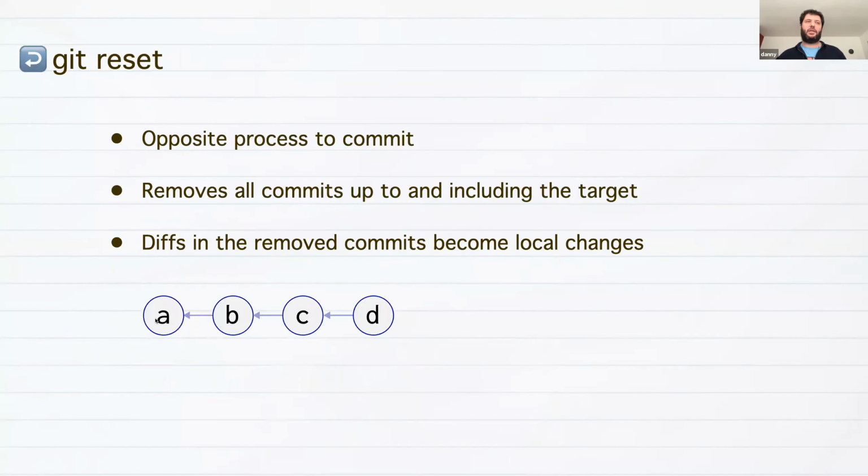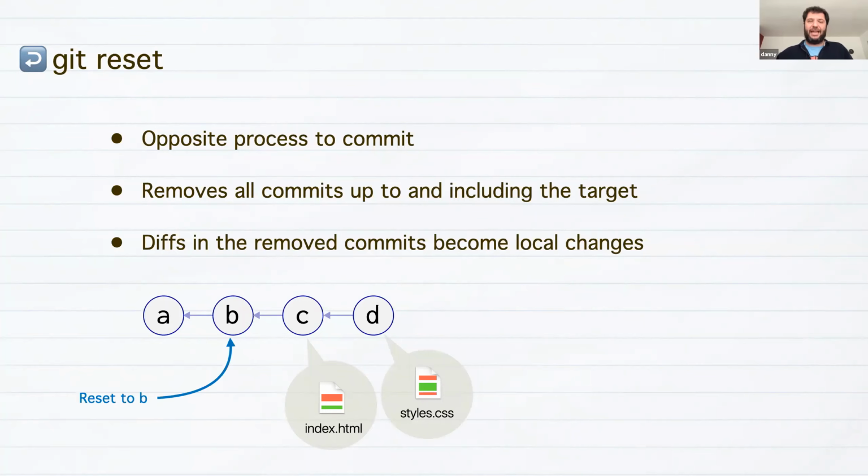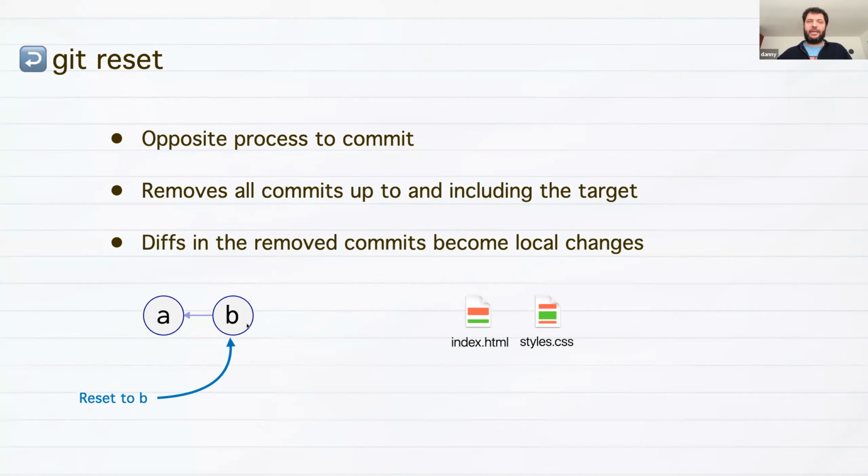So here's an example. We've got a history of A, B, C, and D. And then let's say C has changes to index.html and D has changes to styles.css in it. If I reset to commit B using the command git reset, what Git will do is it'll do this. It'll wipe those two commits, and it'll take these changes to index.html and styles.css, and it'll turn them into local changes, which you can then do whatever you like with. You can make a new commit out of them, you can move them somewhere else.